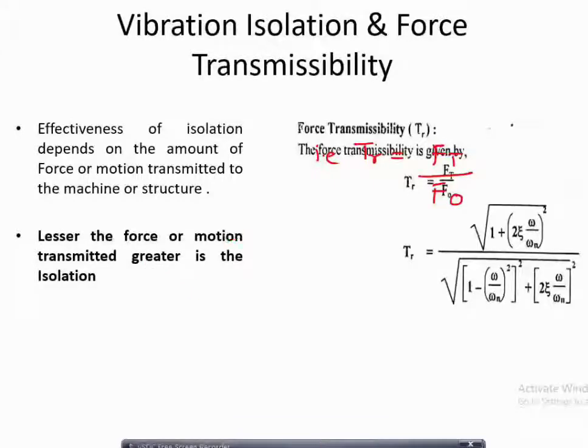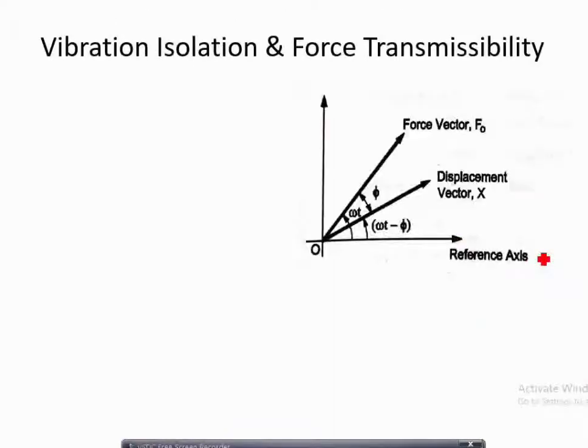So finally, we derived the formula for Tr is equal to square root of [1 plus (2 zeta r) squared] upon [(1 minus r squared) squared plus (2 zeta r) squared]. Then we have also derived the formula for the phase angle, for which we used this particular vector diagram.